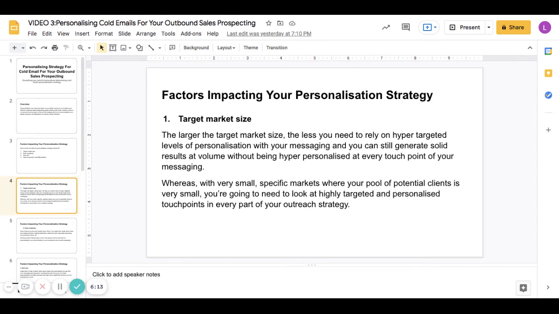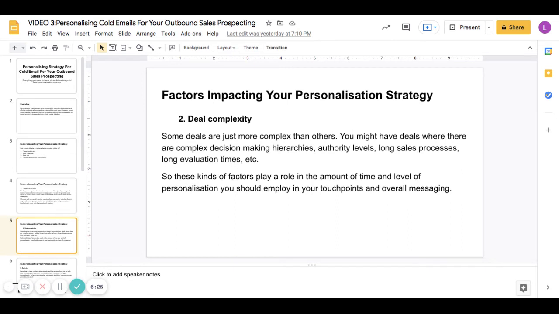So it's a really important factor to consider in terms of your overall personalization strategy, that target market size. Now, deal complexity. This is another really important one. Okay, so the reality is, for some different types of companies and target markets, and depending also on what you're selling, the deals are just going to be more complex than others.